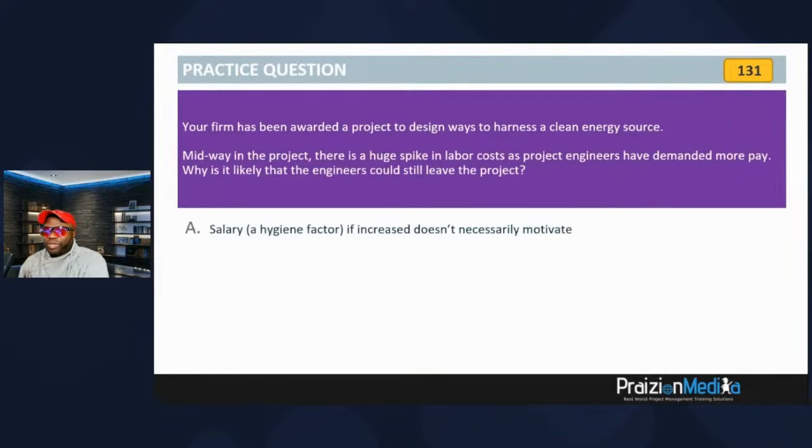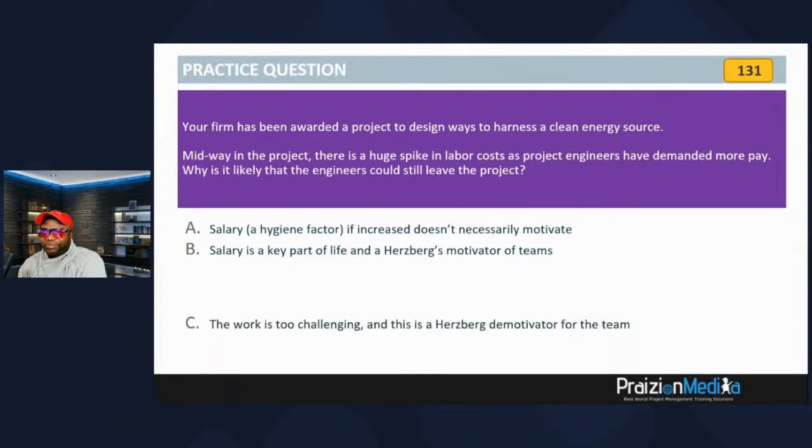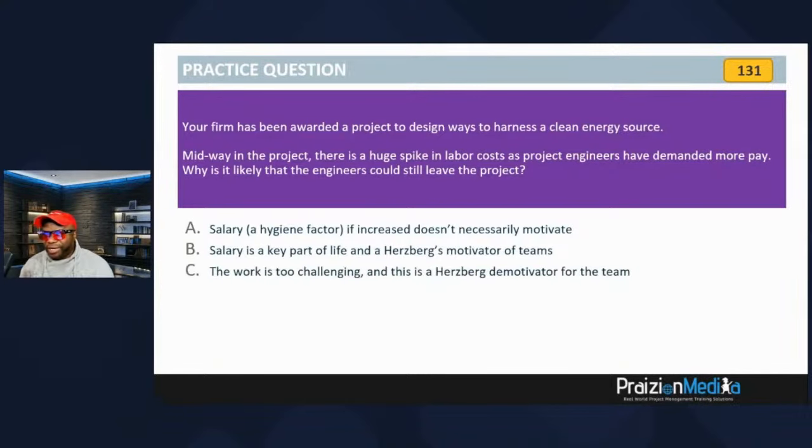Your firm has been awarded a project to design ways to harness a clean energy source. Midway in the project, there's a huge spike in labor cost as project engineers have demanded more pay. Why is it likely that the engineers could still leave the project? Is it A, salary, a hygiene factor, if increase doesn't necessarily motivate? B, salary is a key part of life and a Herzberg's motivator of teams. C, the work is too challenging, and this is a Herzberg demotivator for the team. D, money is a hygiene factor which demotivates the team.